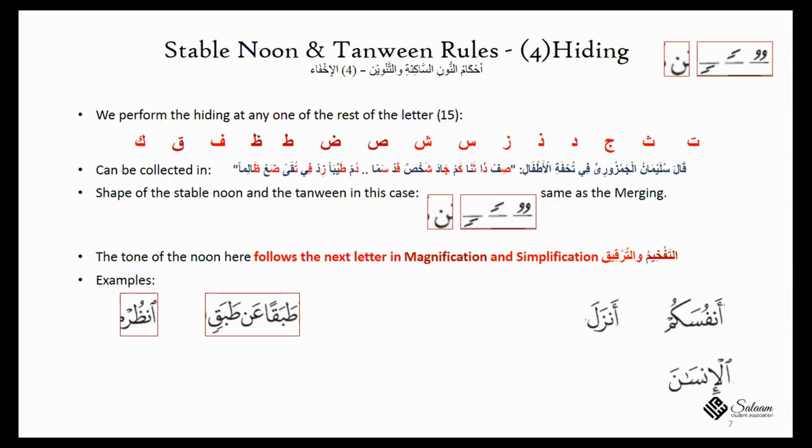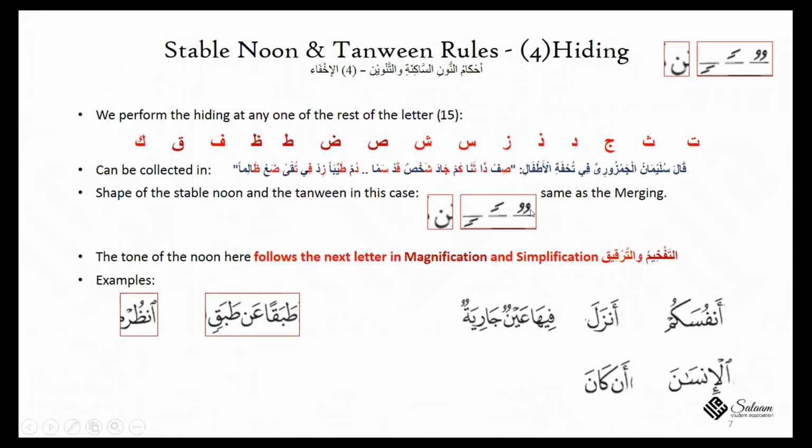When you have a simplified letter after the noon in إخفاء, you will say the tone simplified. أنفسكم أنزل الإنسان. But when we have a magnified letter after, like طاء, it will be عن طبق انظر. Yeah, let's go with the examples. Here كاف, أن كان أن كان.